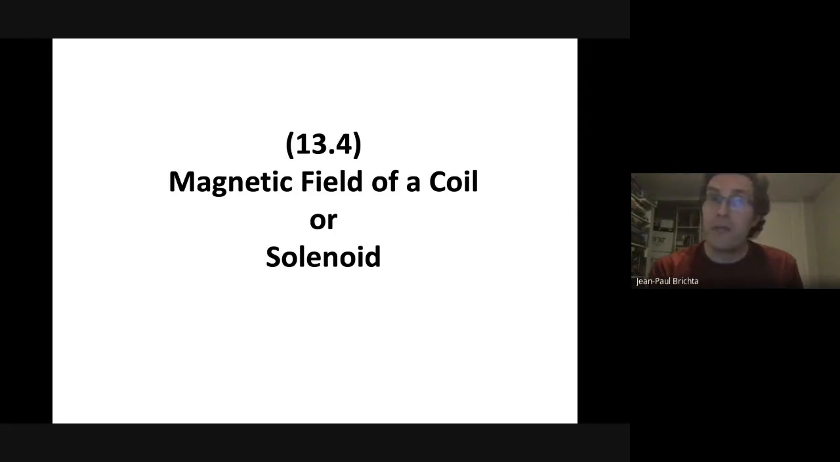So the first thing I'm going to talk about is something called a solenoid. And a solenoid is basically just a coil of wire. Sometimes a solenoid has what's known as a core in it, or sometimes not. Sometimes it's an air core solenoid, which is really just a coil of wire. And in this lesson we're just going to look at how a magnetic field forms around a solenoid.